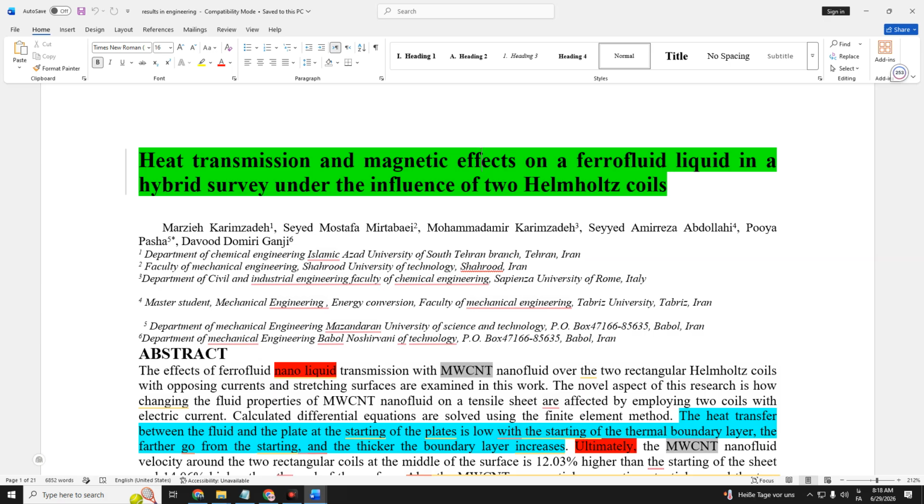The third important point is that your title should include the main keywords of your research. This not only helps readers better understand your work, but also makes it easier for your article to be discovered in academic databases and search systems. Now, let's take a look at a few examples I have prepared so we can better understand how these principles are applied in practice.